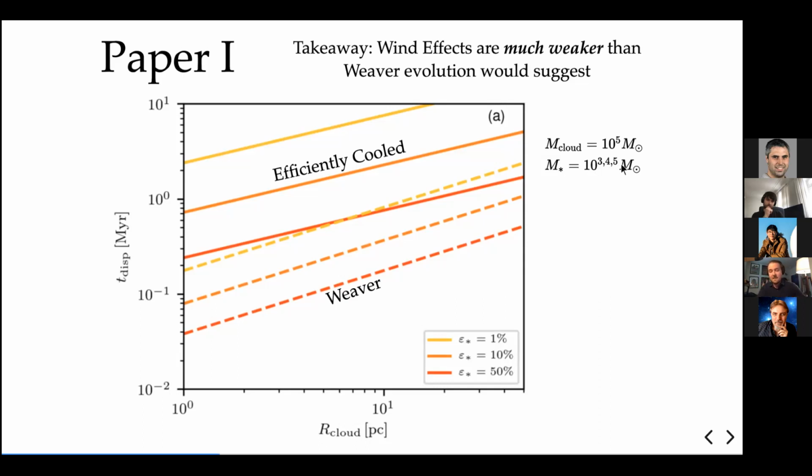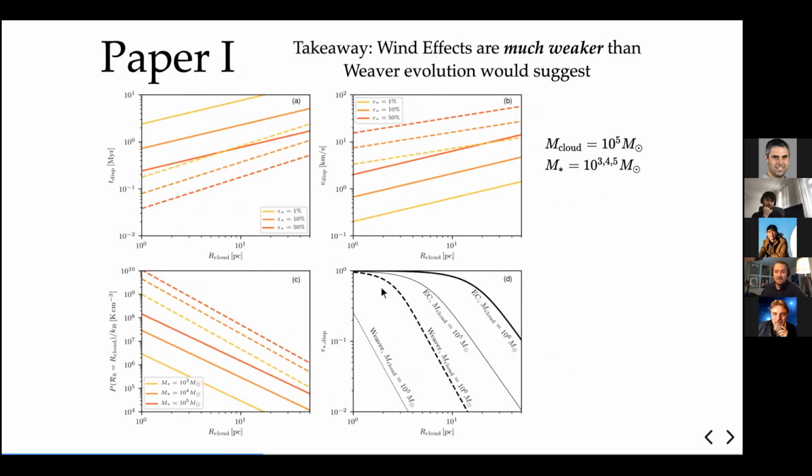but this is basically just saying what is the difference between a momentum conserving solution and an energy conserving solution. So our momentum conserving solutions are the solid lines here, and the Weaver energy conserving solutions are the dashed lines. And I'm basically showing what happens if you vary the density of the cloud or its radius, because I'm fixing the mass of the cloud. The general takeaway is that wind effects are much weaker than the Weaver evolution suggests. What's being shown here is that the time it takes to disperse the cloud is almost an order of magnitude larger in the efficiently cooled solution than it is in the Weaver solution.